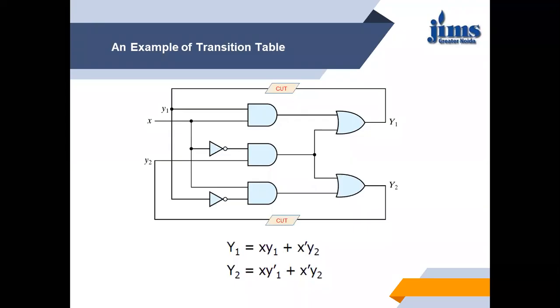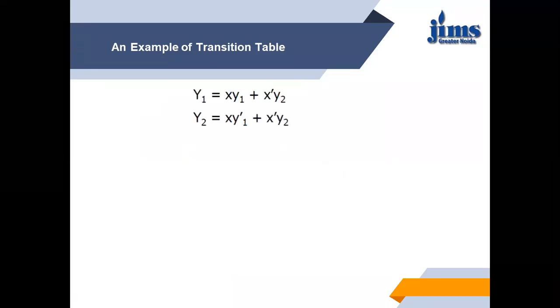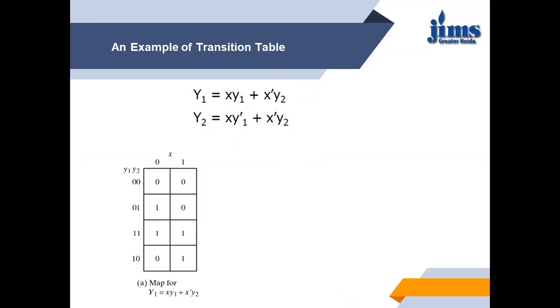So simply what we have to do is find out what the feedbacks are, and with the feedback at the output we put capital Y, and at the input we put small y. Small y is the present state, capital Y is your next state. Now we plot Y1 and Y2 in another map. Keep in mind that the present state y1, y2 should be at the column side, and x, that is all the inputs, should be at the row side.